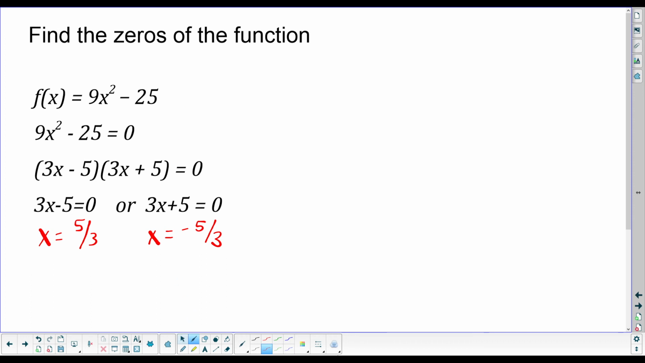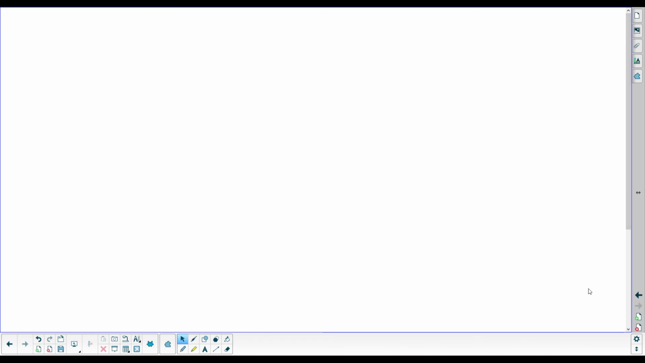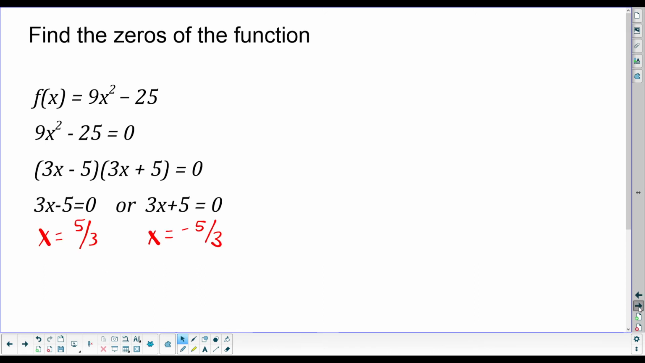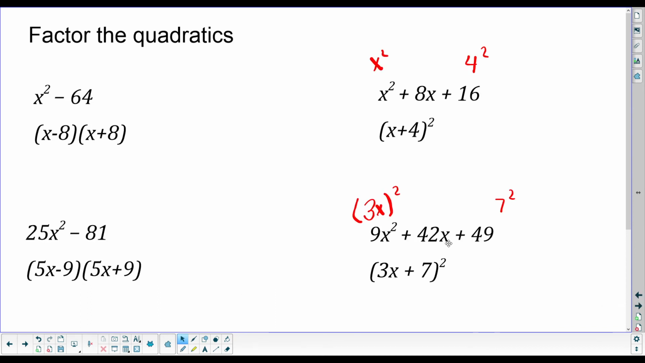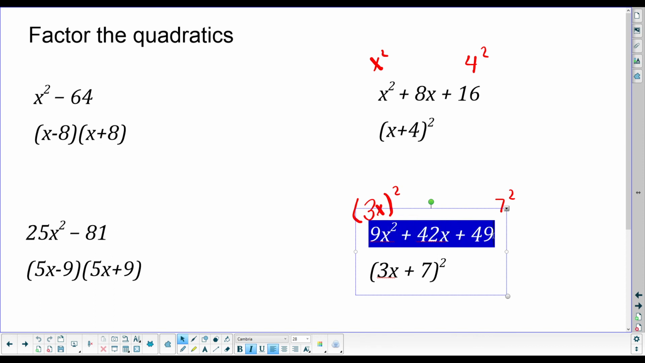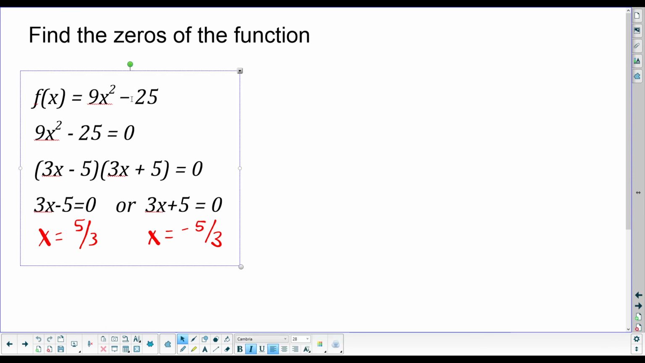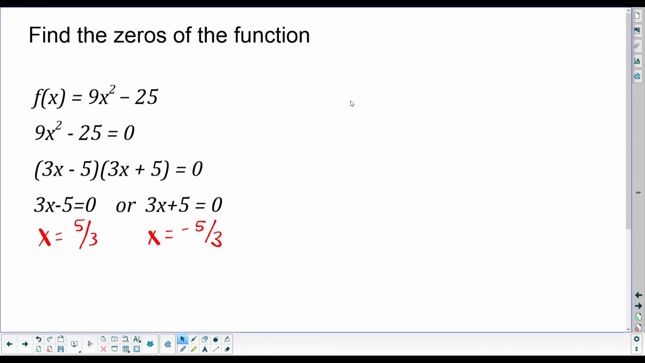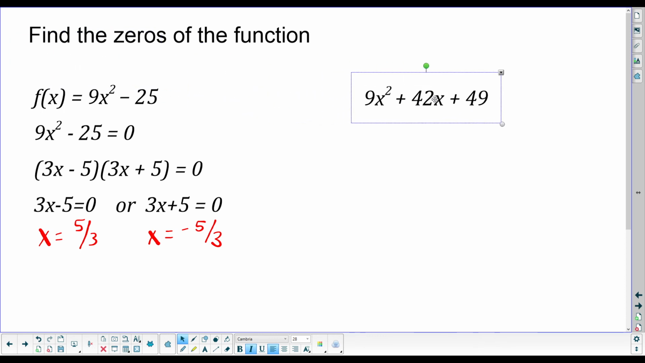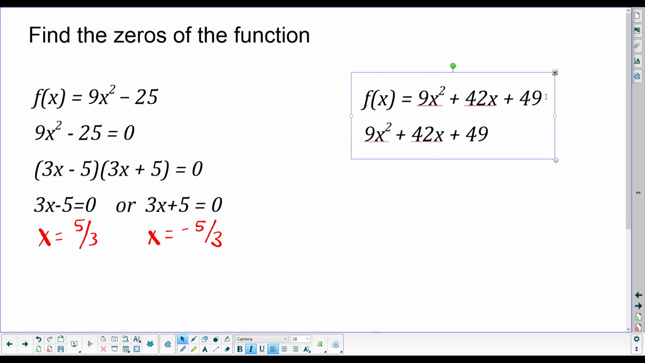Okay, so let's look at another example. Oops, I thought I had another example there. I lost my example there. So let's try this one. If I look at this function here, so if I want to find the zeros of this function, if I say, well, f of x is this, I want to find the zeros of that. Well, what I really want to find is where this function is equal to 0.